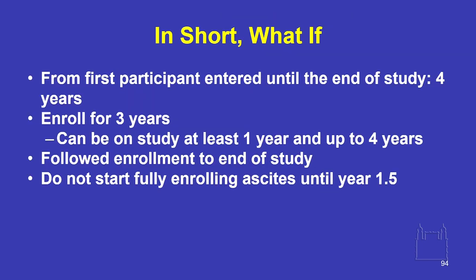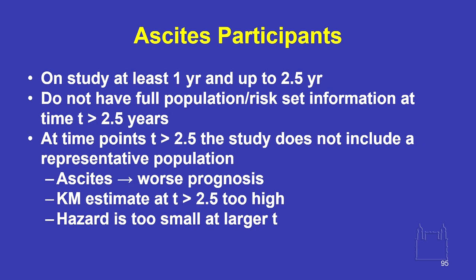So how do I work this out? Think about the first participant entered until the end of study is 4 years. I'm enrolling for 3 years. So most people could be on this study for at least 1 year or up to 4 years if I follow them from enrollment to end of study. If I don't start fully enrolling ascites for a year and a half, they can only be on study for 1 year up to 2.5 years. I don't have the full proportional population risk set information after 2.5 years. Ascites has a worse prognosis. So all these estimates I have are way too high or small. The main thing, they're wrong.